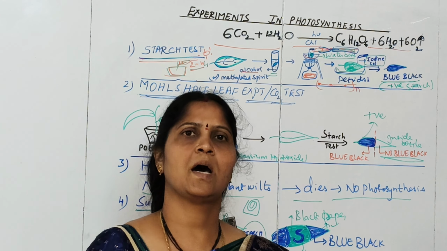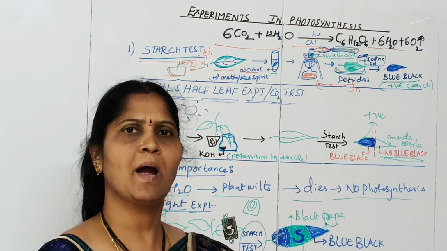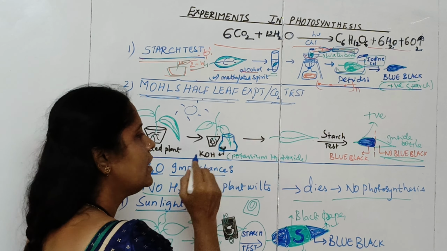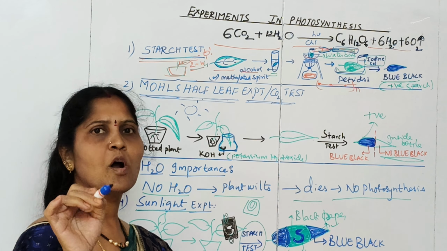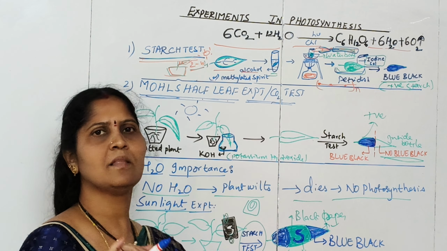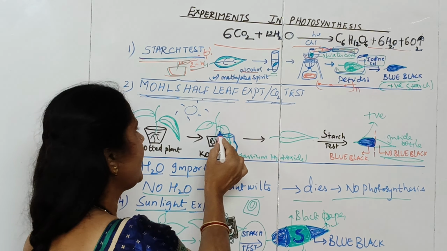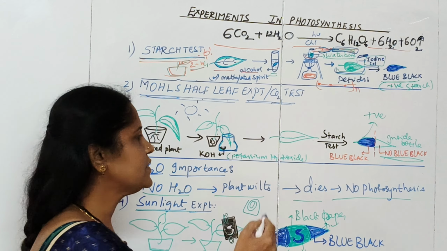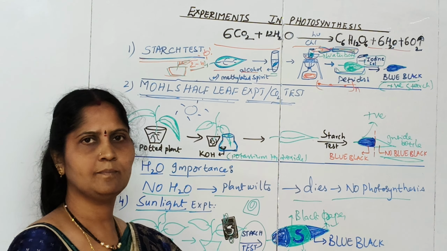In this glass jar, we put a chemical called potassium hydroxide in one corner. The function of potassium hydroxide is very important: it will absorb all the carbon dioxide present within the bottle. Now you have taken one of the leaves, and half of the leaf is going inside the bottle, as you can see here, and half is present outside.